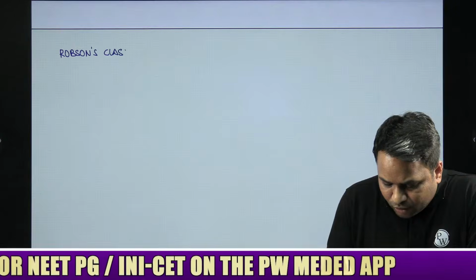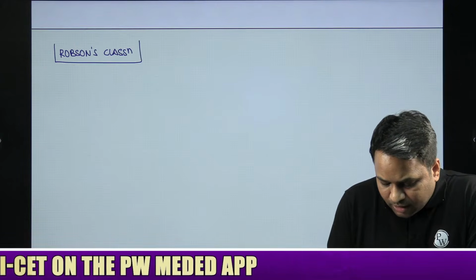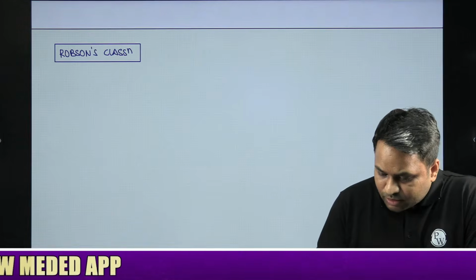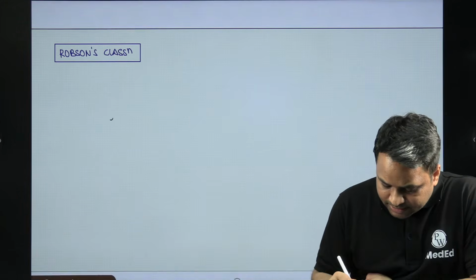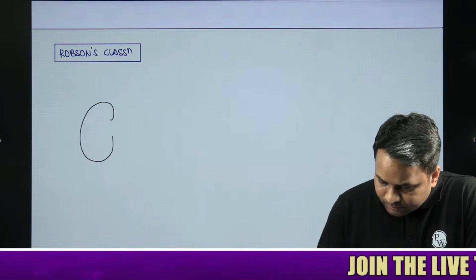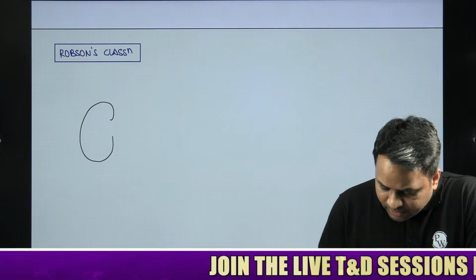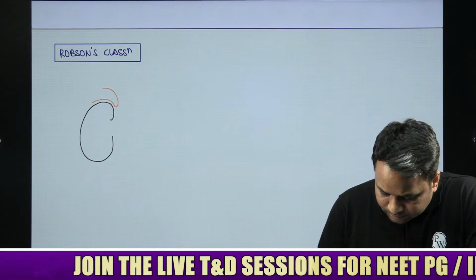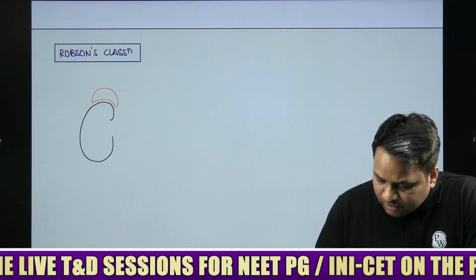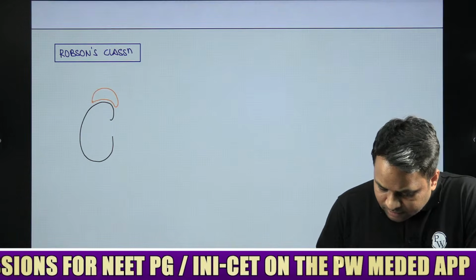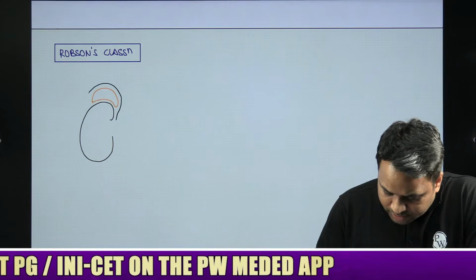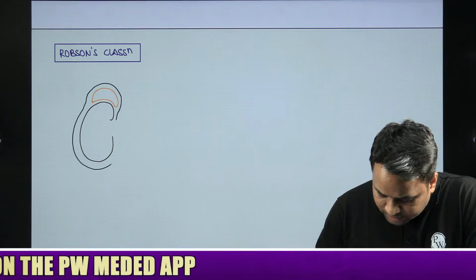We have Robson's classification for RCC. So what is this? Let's say this is the kidney. On top of the kidney, you have the adrenal gland. Covering all the adrenal gland and the kidney is your Gerota's fascia. This is the Gerota's fascia.